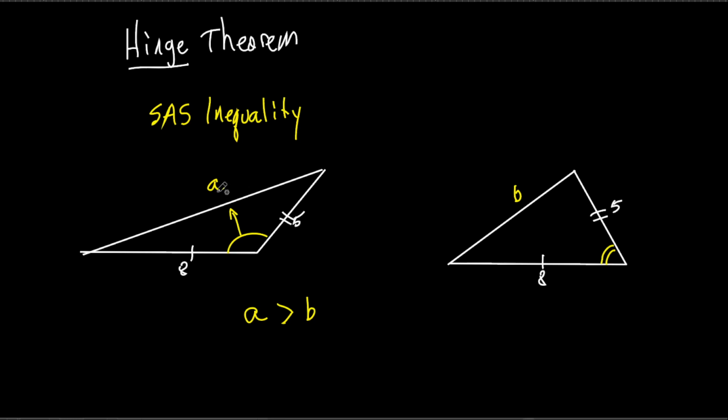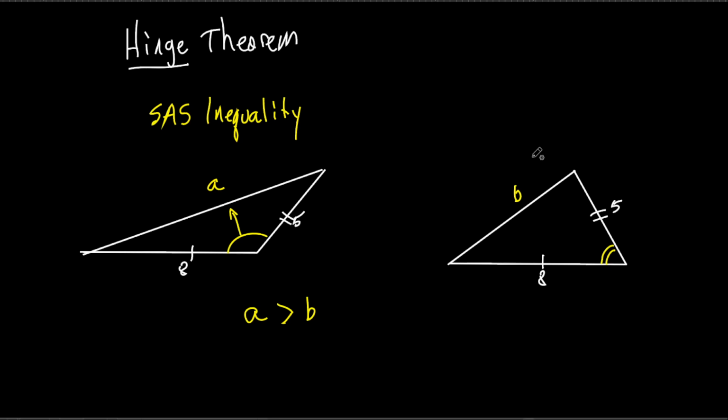And why is it? Because side A is opposite the bigger angle than side B is. So side A is opposite the big angle. Side B is opposite the smaller angle. So that means side A must be bigger than side B. You got it? It's in the book.